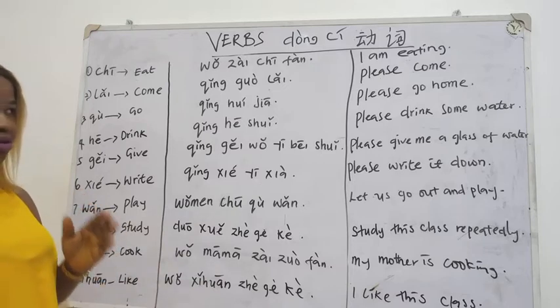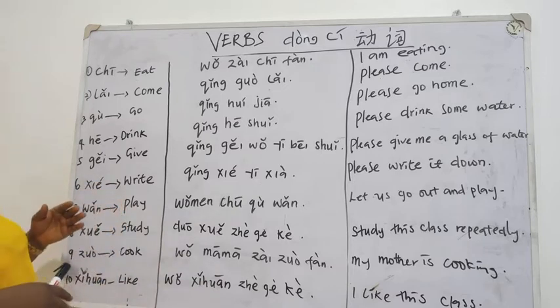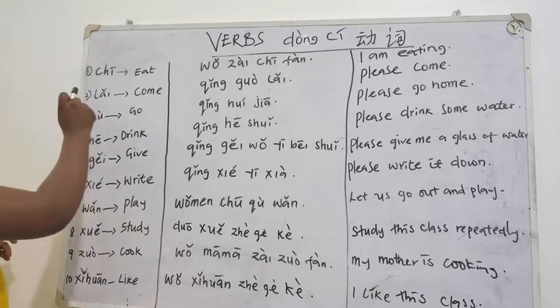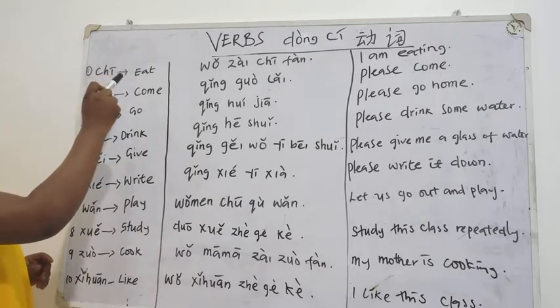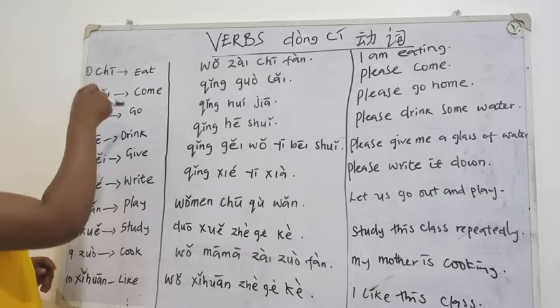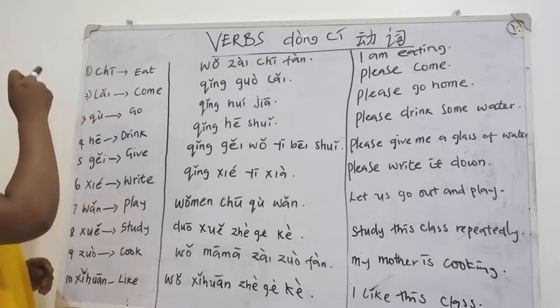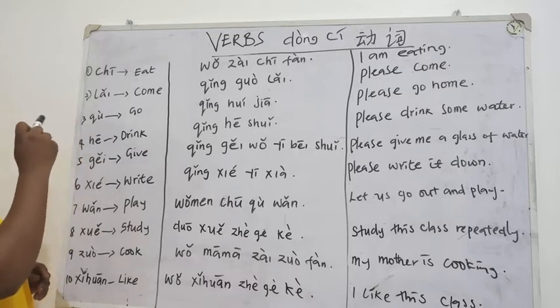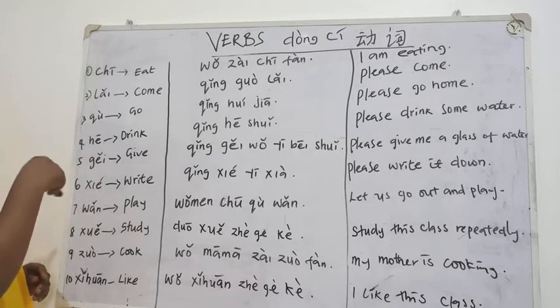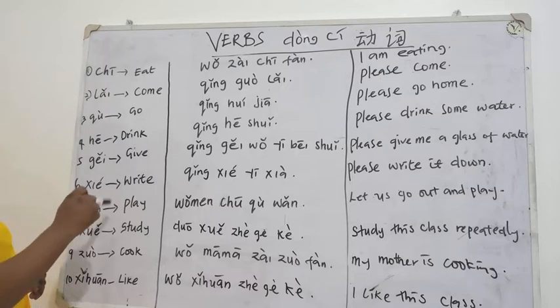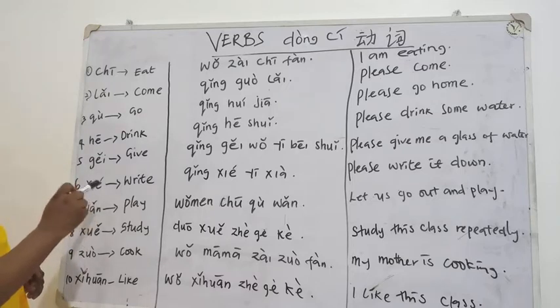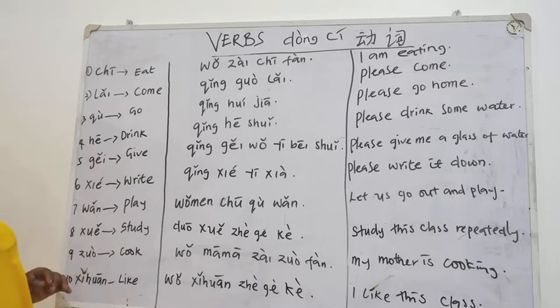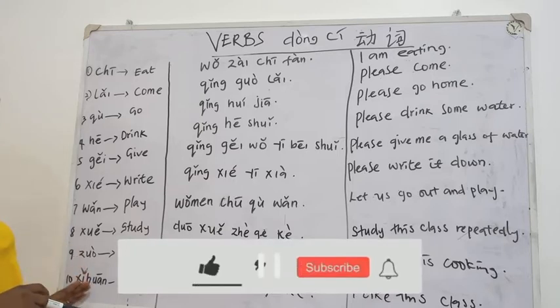So I don't know if you have any questions, but let's read this again. 吃, 来, 去, 喝, 给, 写, 玩, 学, 做, 喜欢. Thank you very much for paying attention. And this last word says 喜欢.